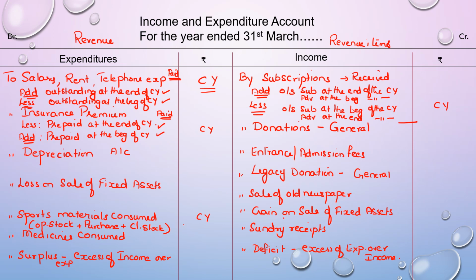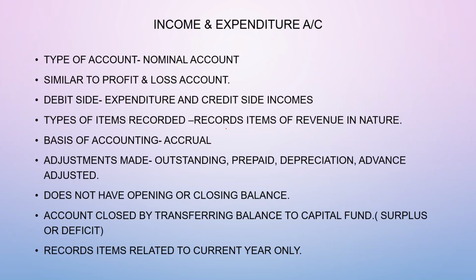And finally, the main intention is to find out the surplus or the deficit, whether there has been a surplus during that particular year or whether there has been a deficit. Surplus would get added to the capital fund, whereas the deficit would be subtracted from the capital fund. So this is how the income and expenditure account will be prepared. In further sessions, I will be discussing in detail the individual items so that we understand the proper preparation of the income and expenditure account.